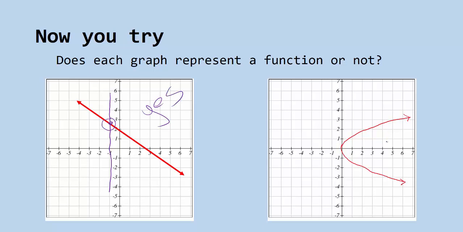Now this one on the right, I'm going to go ahead and draw a vertical line at x is 4. So looking at the grid, if I go over to x is 4 and I go up, I realize that this graph gives me a y value up here, but when x is 4, it also hits this graph and gives me a y value down there. So therefore, it does not pass the vertical line test. It hits the graph in more than one place. So this would not be a function.